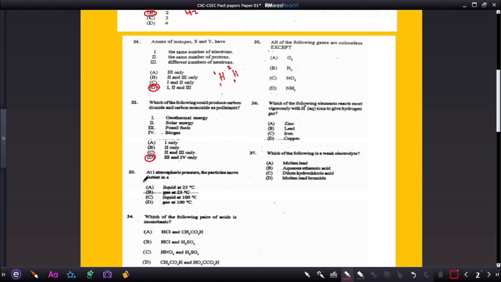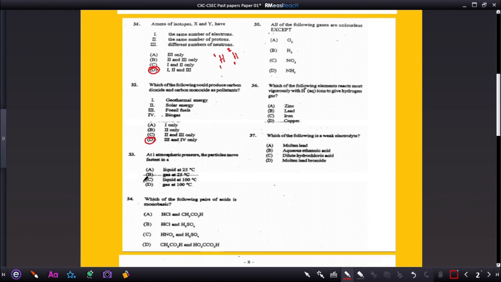33. At 1 atmospheric pressure, the particles move fastest in a gas at 100 degrees Celsius, which is D. Higher energies, so it moves faster.